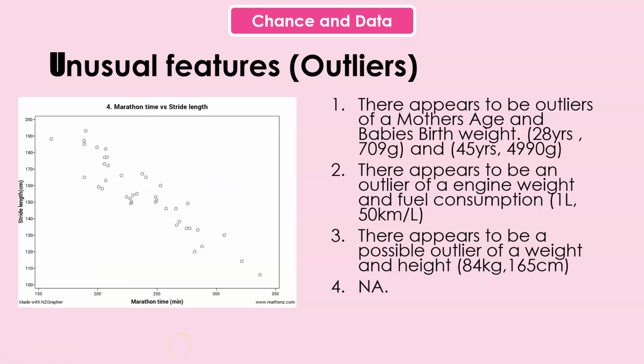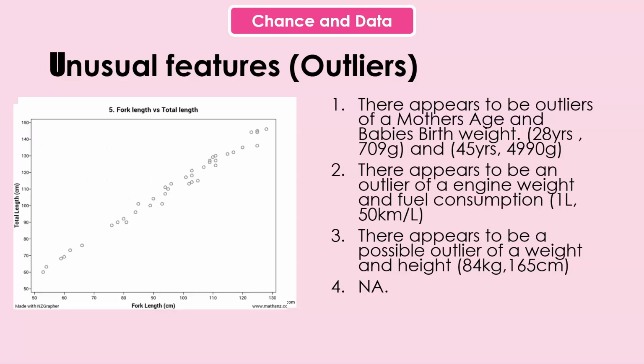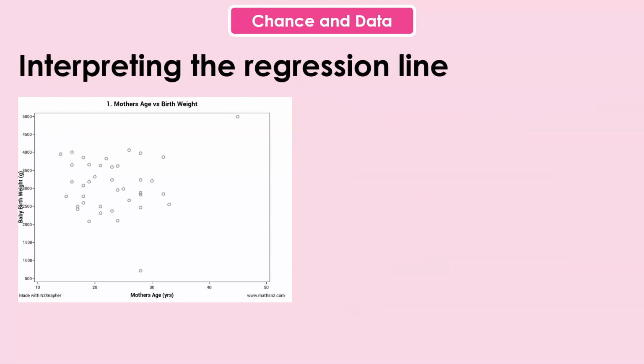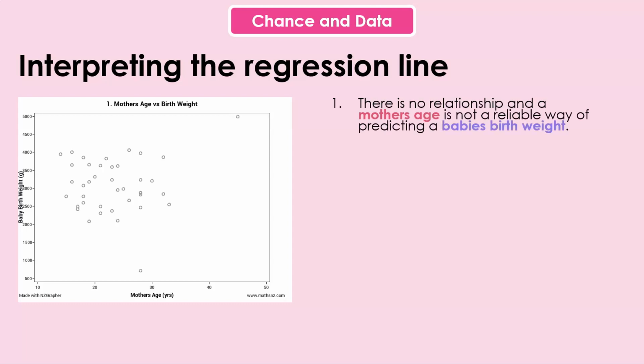With the marathon, there doesn't appear to be too many outliers, they stick to the main pattern. And the fork length and total length of the shark, there appear to be no outliers. And the last one, there doesn't appear to be any outliers. We've just got to be careful about that point up the top there. So then once we've found all that information, we've got to use it to interpret the regression line or the line of best fit.